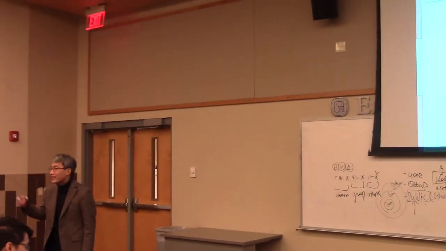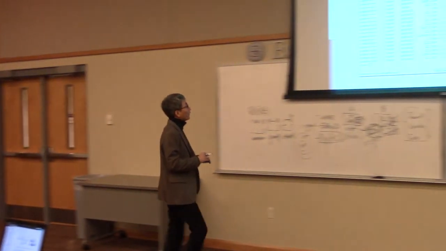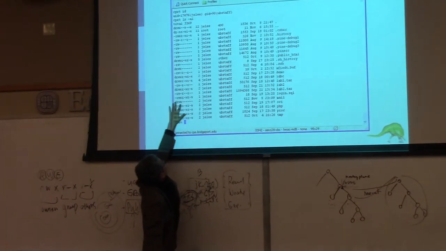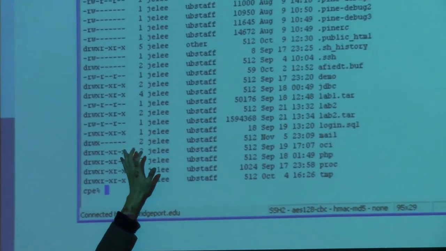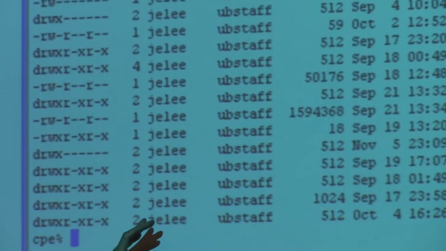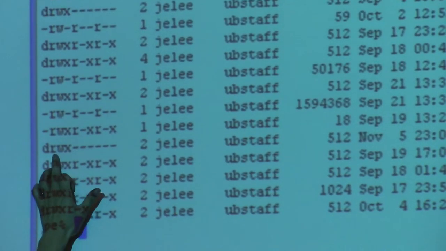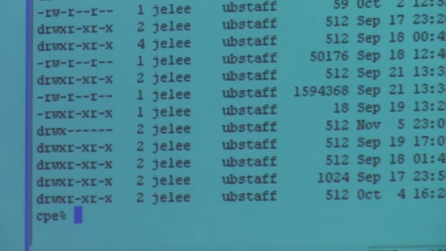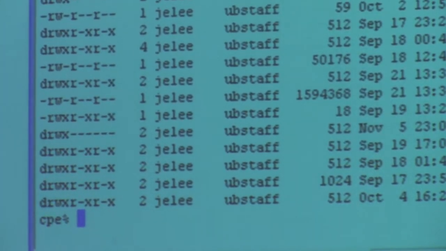Windows has a slightly different interface, but basically it's the same idea. Okay? So then, what about this one? Let's say this is a file, the main file. What does it mean? rwx and then dashes. Only the user owner, Jele, can read, write, and execute the file. No other user, no other group can do anything. So this is the access permission.